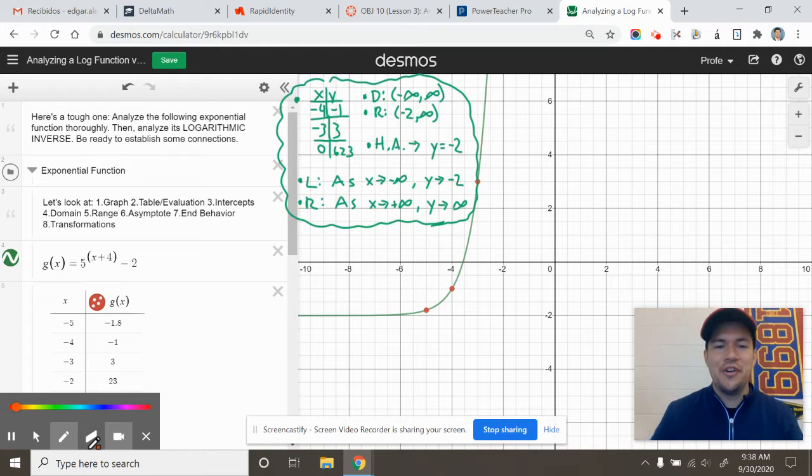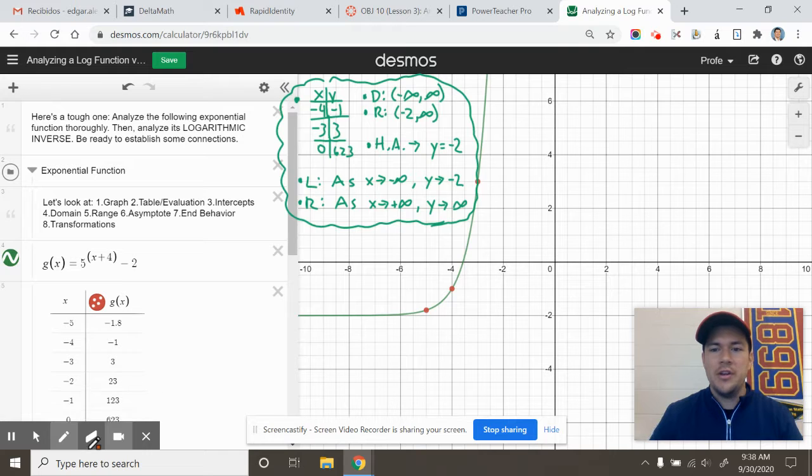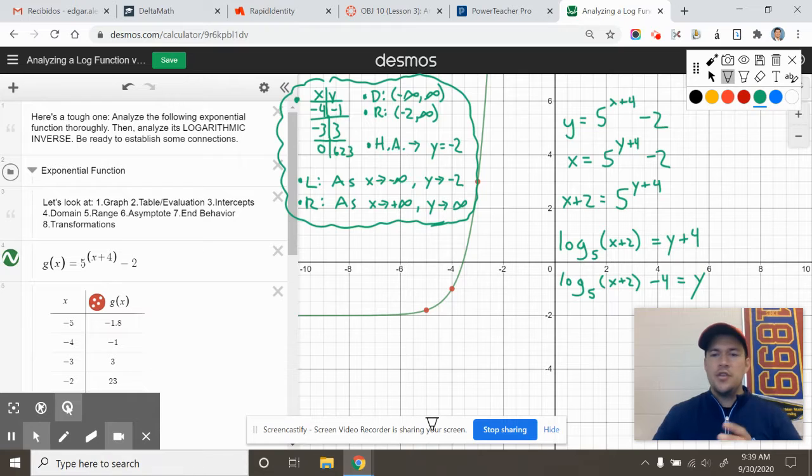Let's now take a look at the inverse of this exponential function. So I'm going to very quickly find the inverse of the exponential function, and I'll show all the steps. So here it is. We start with 5 to the x plus 4 power minus 2. Switch our x's and y's, solve for y.